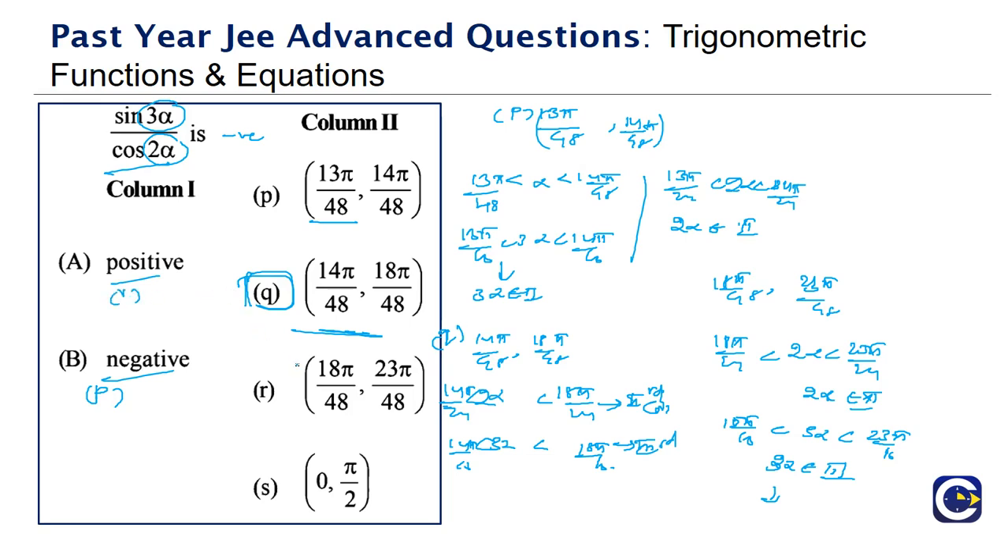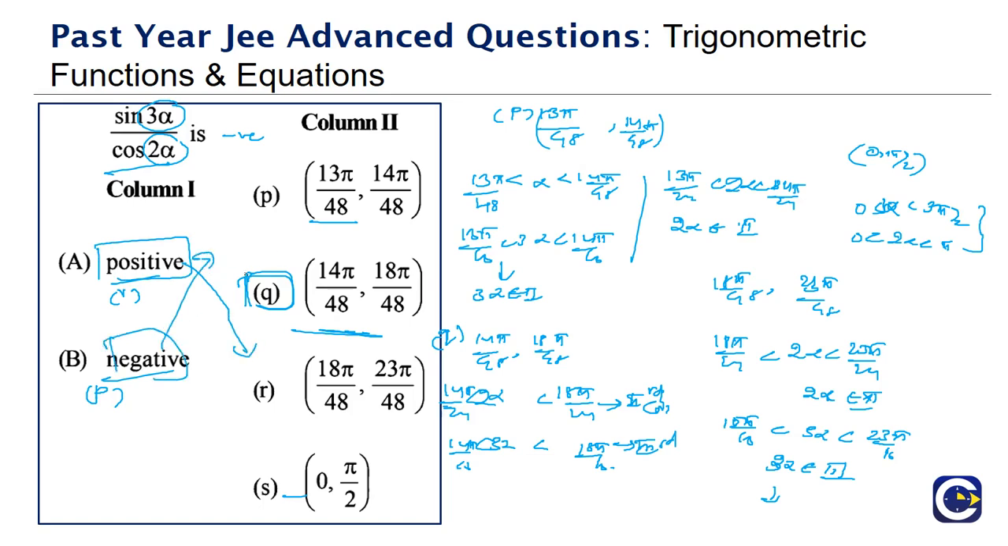So option A has R as its answer. And if you consider the fourth option, 0 comma pi by 2, then 0 is less than 3 alpha is less than 3 pi by 2, and 0 is less than 2 alpha is less than pi. We cannot say the exact value, positive or negative, in terms of 3 alpha and 2 alpha. So there exists no real answer for this S also. So for this matrix matching type, positive corresponds only to R and negative corresponds only to P. The final answer is A corresponds to R and B corresponds to P.